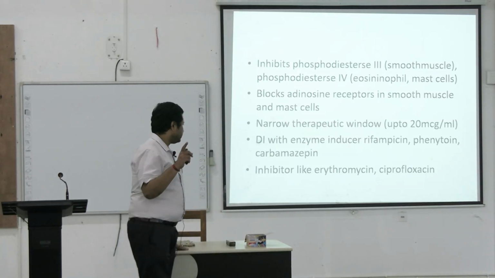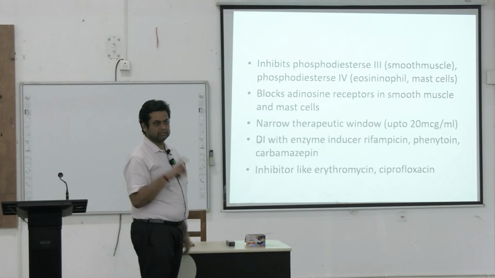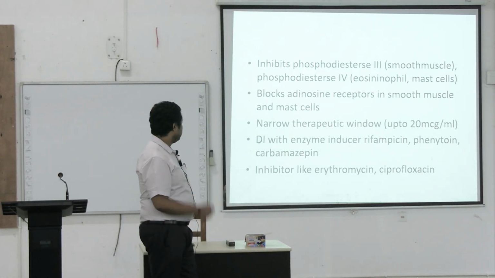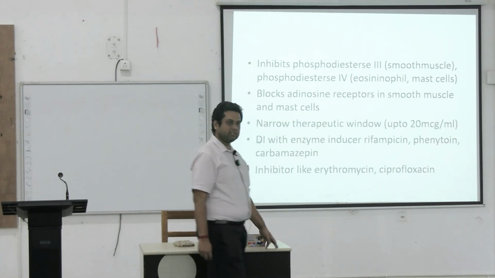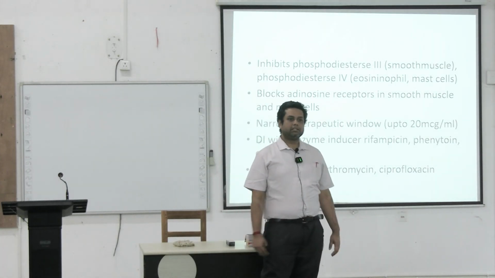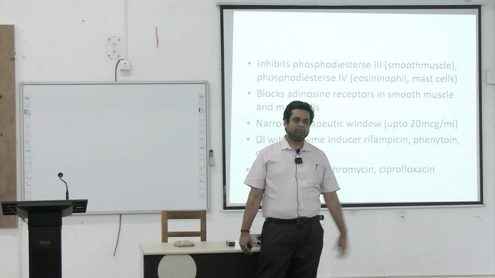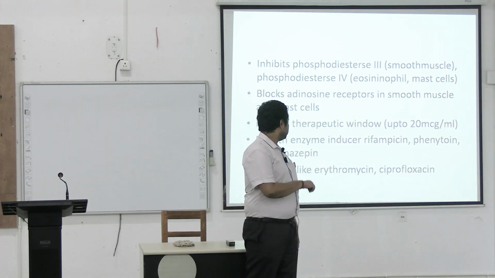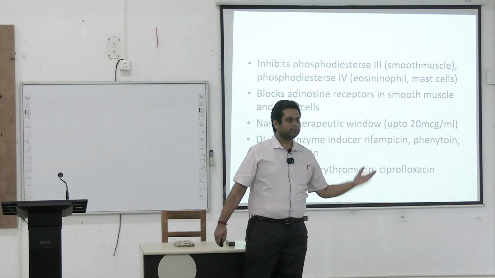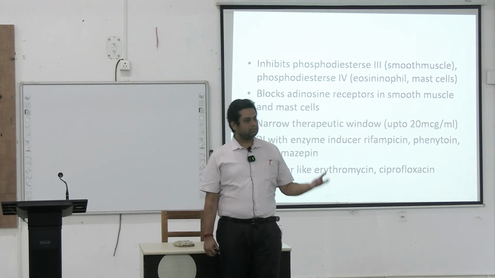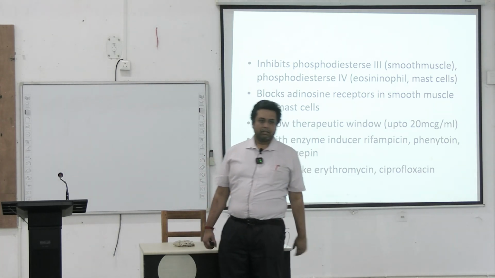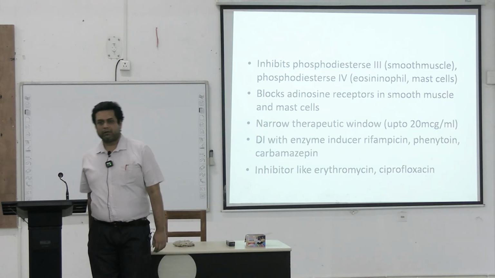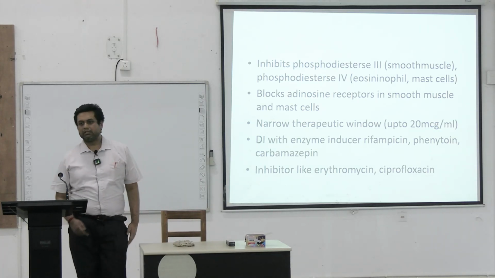So enzyme inducer and enzyme inhibitor, they come in short notes, so know them, okay? So rifampicin, phenytoin, carbamazepine, they induce enzymes. What will enzyme induction lead to? Faster metabolism. And enzyme inhibition, like erythromycin, ciprofloxacin, will lead to an increase in concentration, and the body is sensitive to the concentration of theophylline.